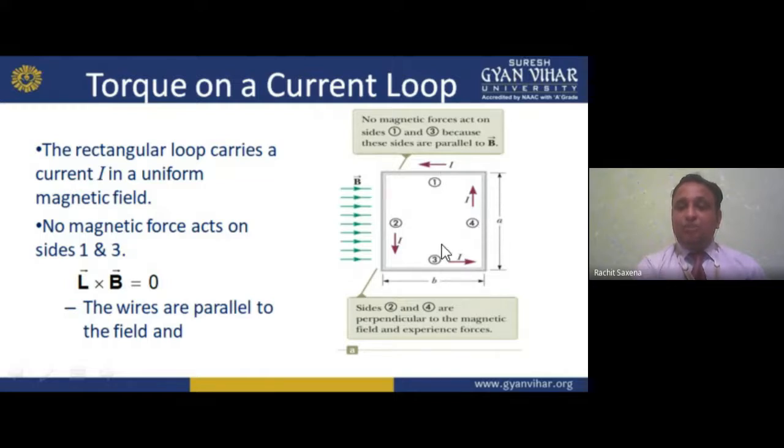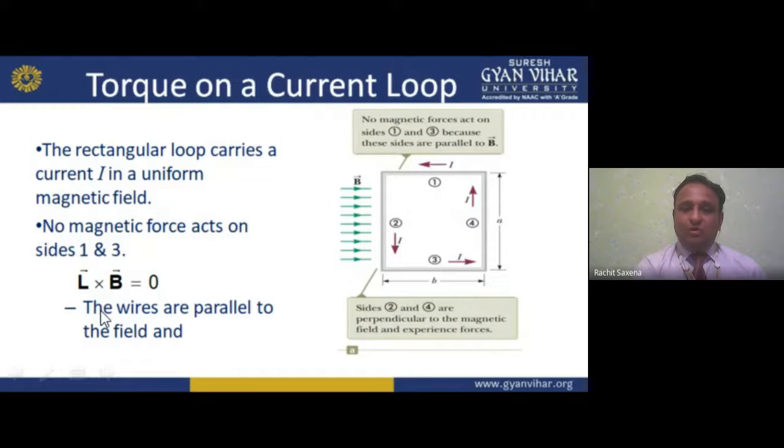So no magnetic force is exerted on sides 1 and 3, because they lie along the direction of the magnetic field lines. No magnetic force acts on sides 1 and 3. So we can say L cross B is equal to 0.